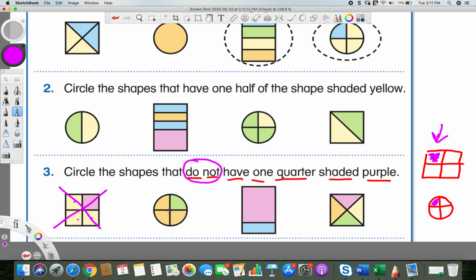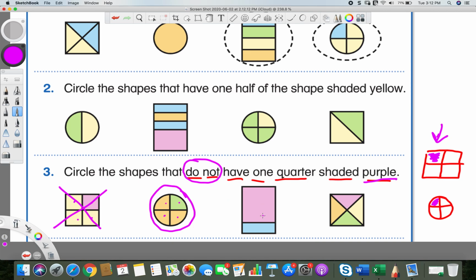All right. So the next shape here, the circle, it is cut into 4 pieces. And does it have any purple in it? No, it does not. I mean, it has 1 piece shaded green, but that's okay because they just want us to look out for the purple. So we can go ahead and circle this.